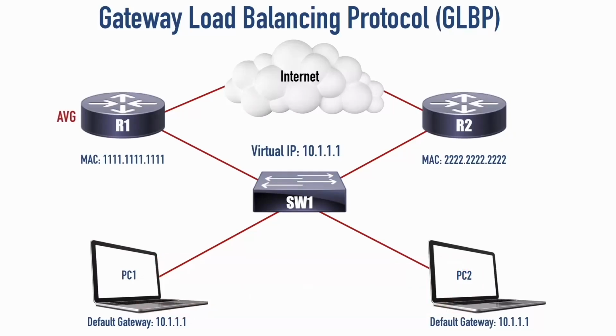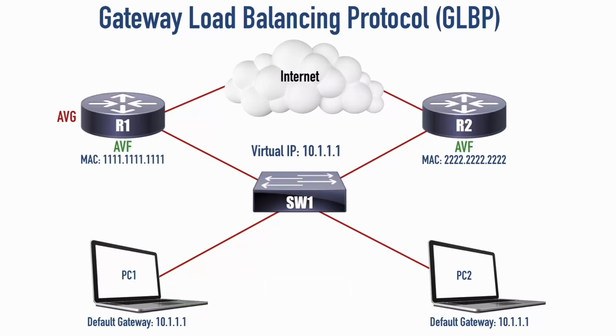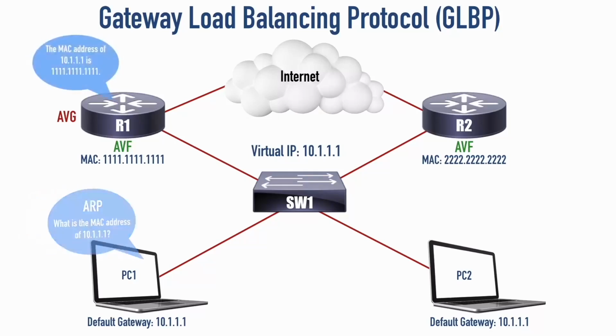So in this example, R1 is the AVG. But both routers, R1 and R2, are capable of forwarding traffic off of the local subnet out to the rest of the world. So those routers are given the name AVF, an active virtual forwarder. They're capable of forwarding traffic off of the local subnet. Now let's go through an example. Let's say that PC1 wants to get out to the internet, so it's going to send an ARP broadcast up to R1, our AVG, our active virtual gateway, and say, hey, can you tell me the MAC address for 10.1.1.1? R1 gets that, and then it's going to respond by saying, yeah, the MAC address is the all1's MAC address.